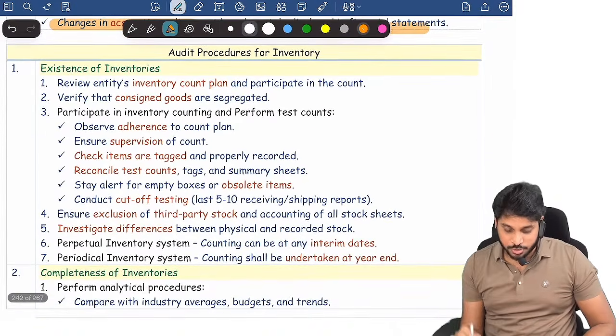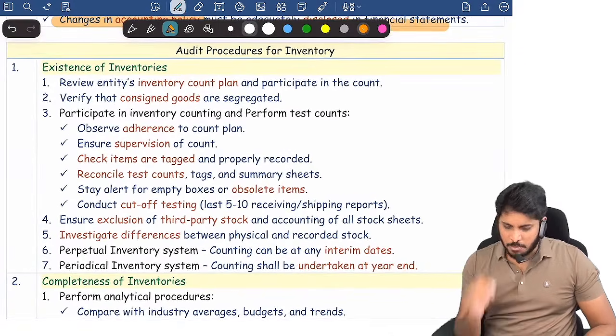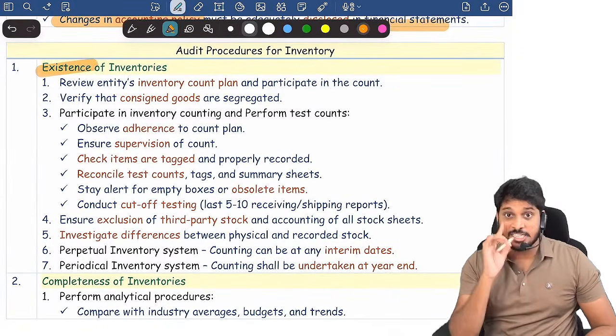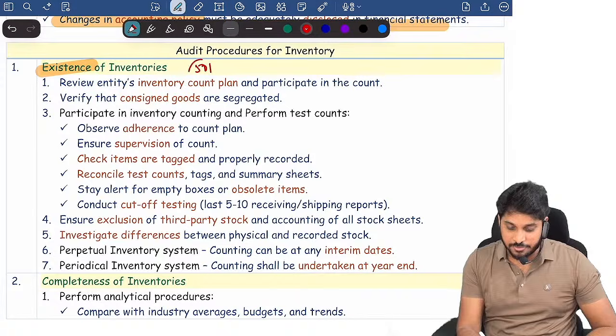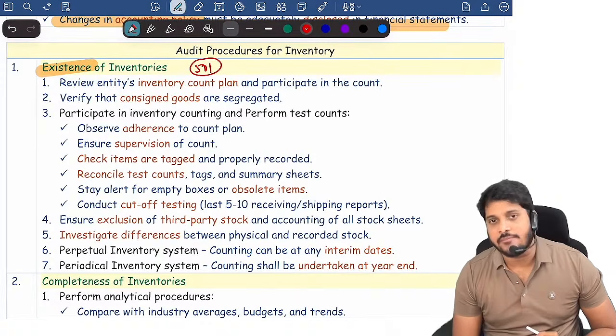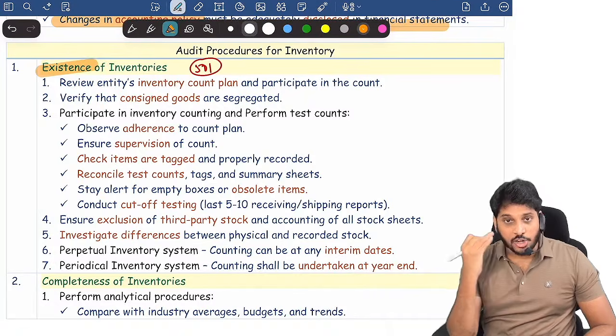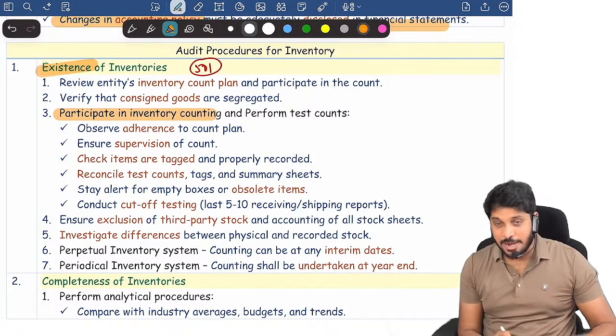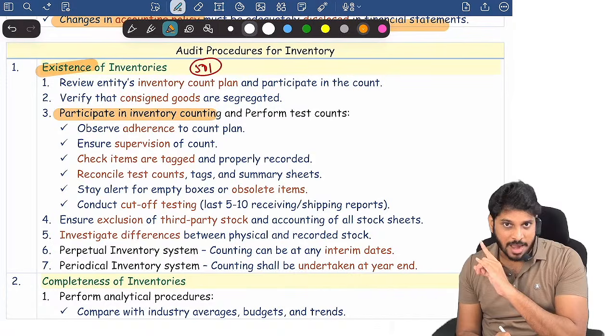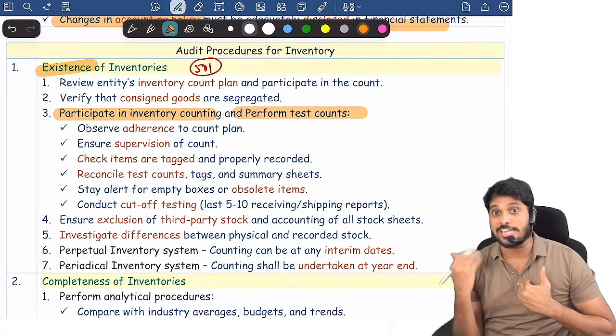Now, what is the procedure for inventory audit? The most important procedure is existence. We should get evidence on existence of inventory as per 501 standard. For existence, what will the auditor do? He will participate in physical inventory counting performed by the management, and the auditor will do a test counting also.